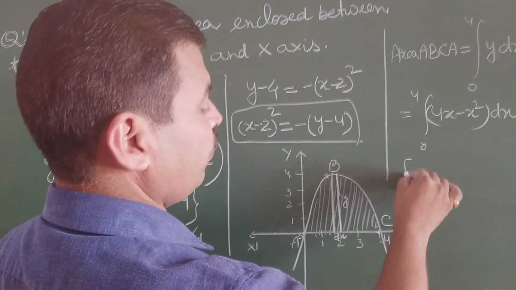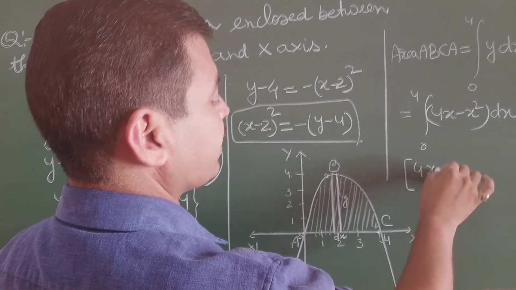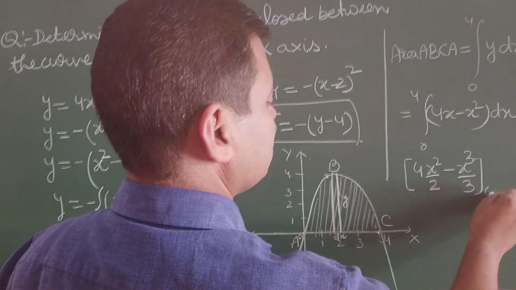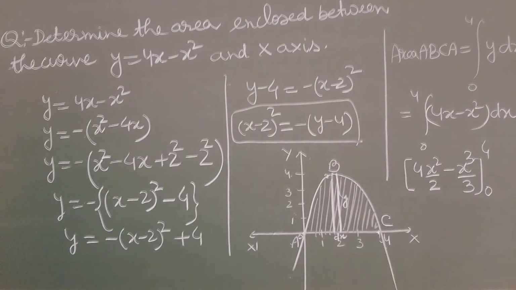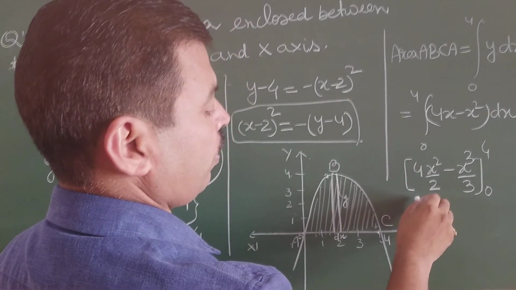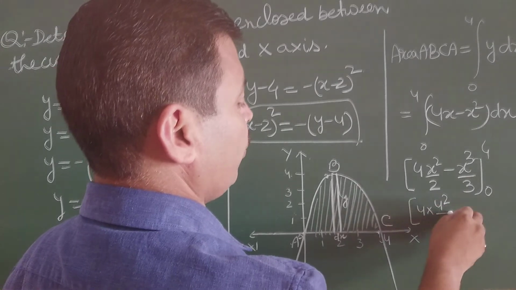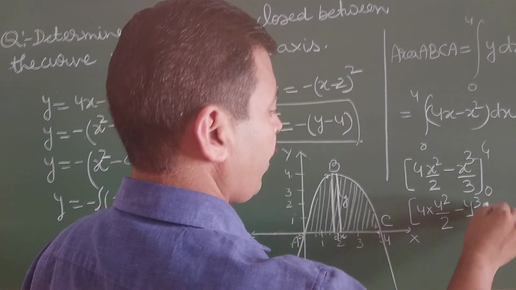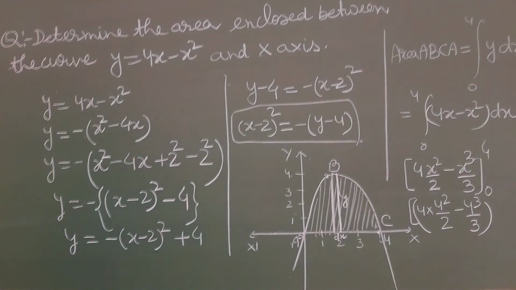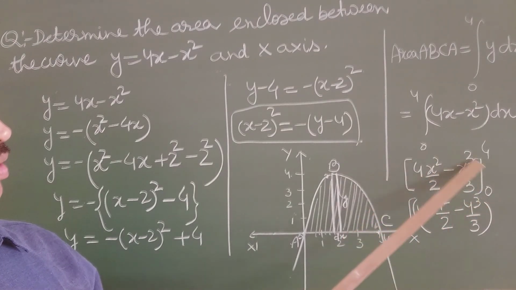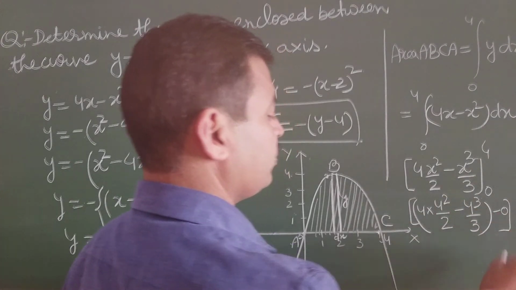Its integral: the integral of 4x is 4x square upon 2, and the integral of x square is x cube upon 3, from 0 to 4. Okay. Now we have to put the limits. So let us put first 4. So it will be 4 into 4 square upon 2 minus, put 4 here, so it will be 4 cube upon 3, correct? Now we have to put 0, so when we put 0, the whole will become 0, so we write minus 0, okay?